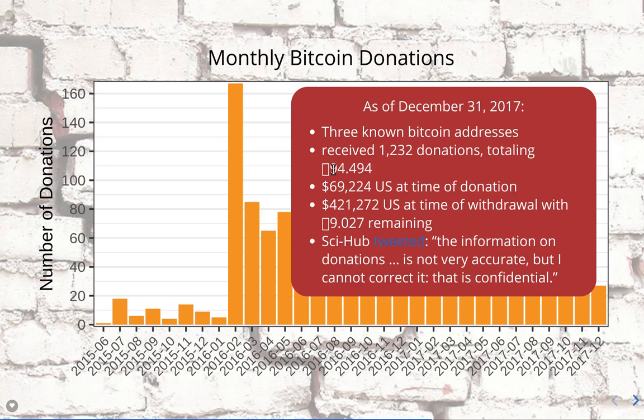And at the time of donation, if you converted this to US dollars, these 94 Bitcoins were worth about $70,000. But at the time that Sci-Hub withdrew them, because of the price appreciation of Bitcoin, they were worth 420,000 US dollars, and they still have some remaining. Sci-Hub did tweet, in all transparency, that this information on donations is not very accurate, but they cannot correct it, as that is confidential. We think there are other methods or addresses to which they could receive donations that we don't know about, so our audit only could include things that were publicly available.